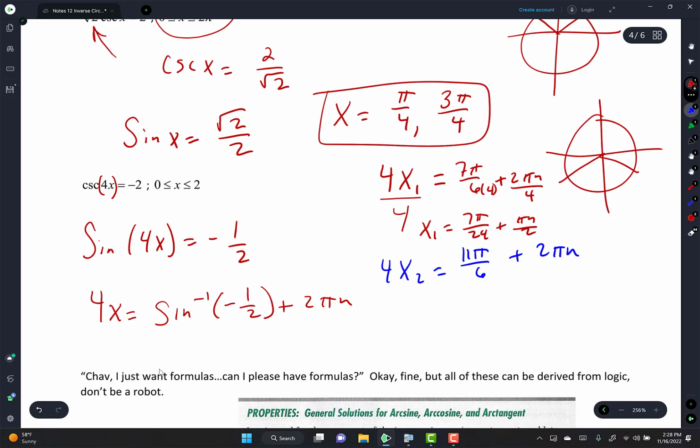And I'm going to do the same thing with this blue one here. Divide by 4, just put the 4 next to the 6. Divide by 4. So x2 equals 11 pi over 24 plus pi n over 2.